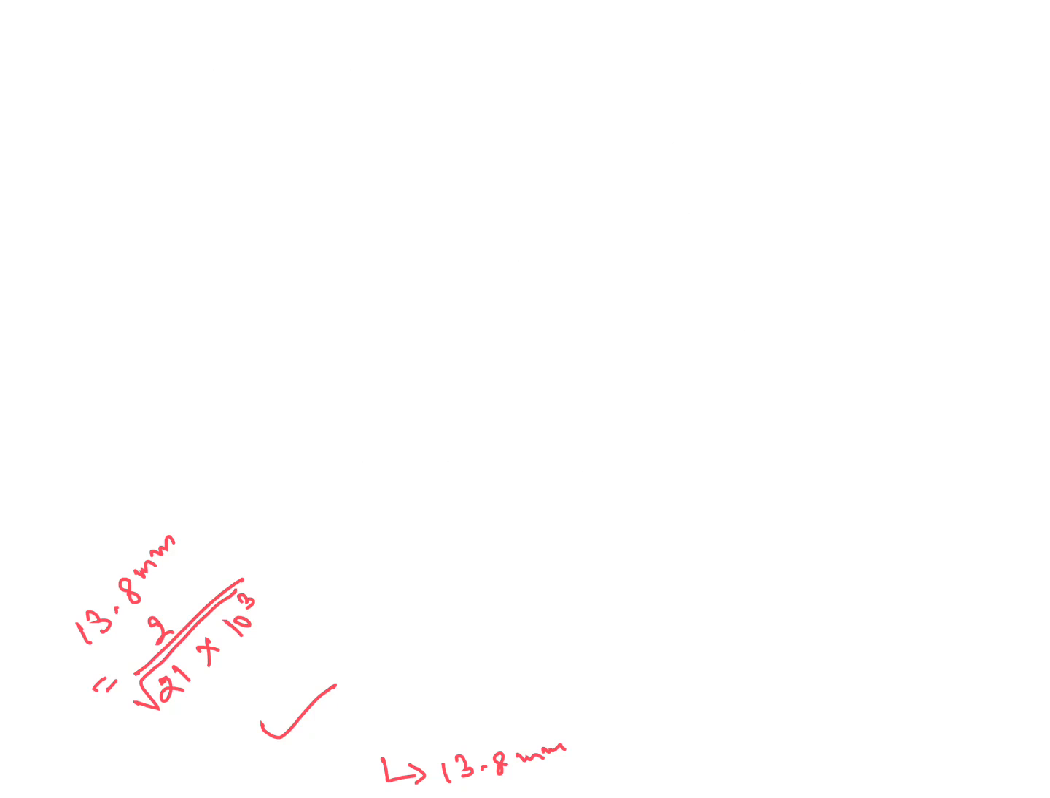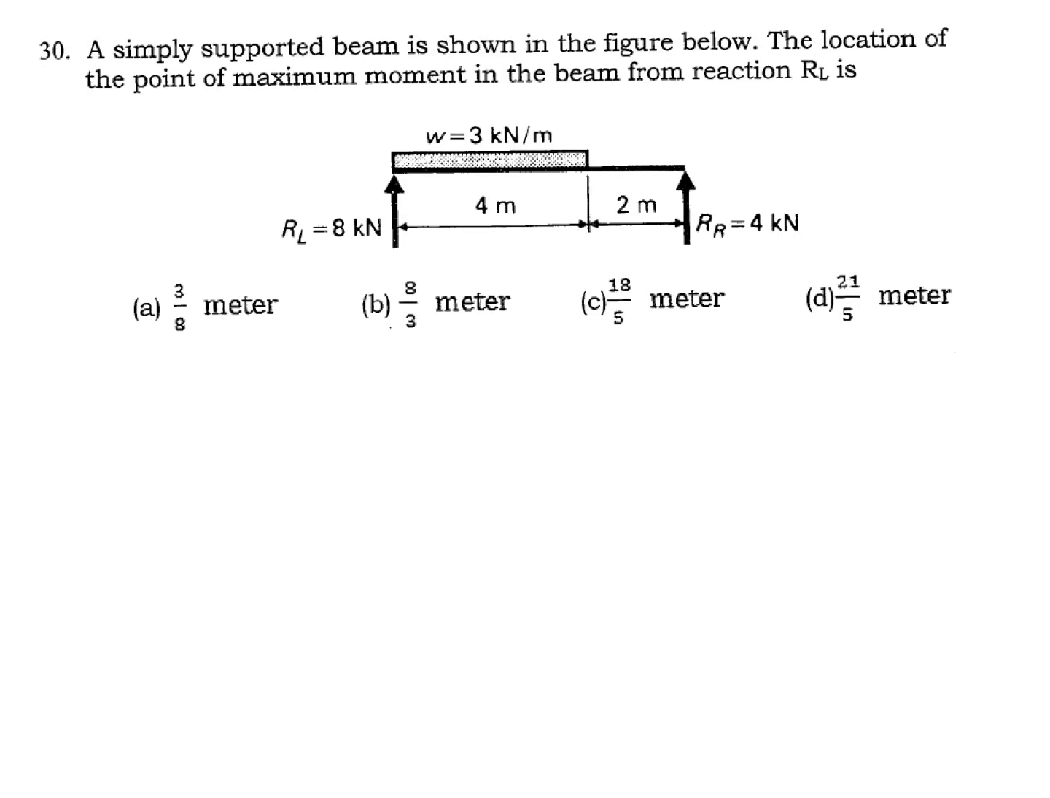A simply supported beam is shown in the figure below. The location of the point of maximum moment in the beam for reaction RL is how much? It's a simply supported beam. Where moment is maximum, there shear force is 0. Here UDL.